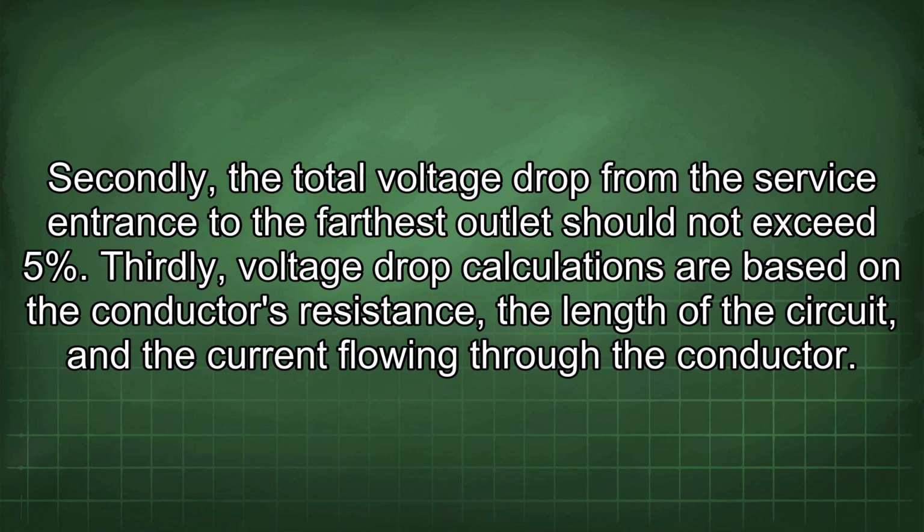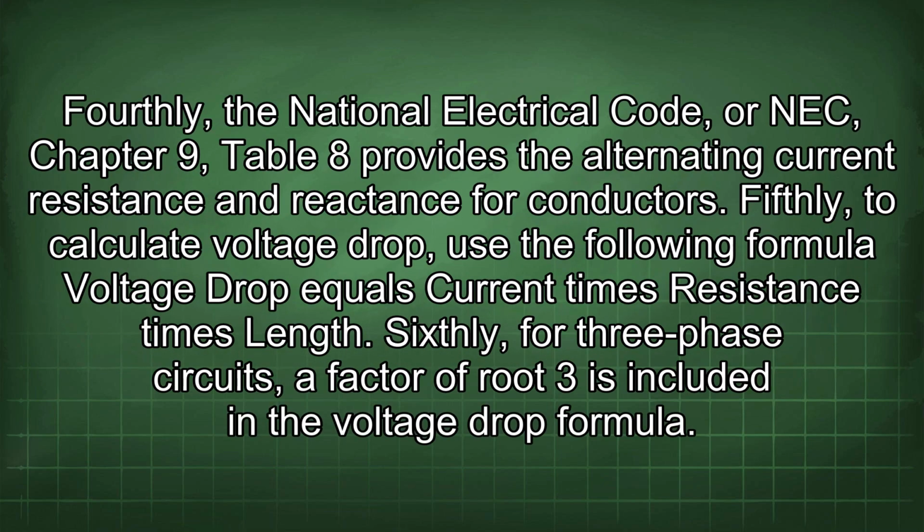Thirdly, voltage drop calculations are based on the conductor's resistance, the length of the circuit, and the current flowing through the conductor. Fourthly, the National Electrical Code, or NEC, Chapter 9, Table 8 provides the alternating current resistance and reactance for conductors. Fifthly, to calculate voltage drop, use the following formula: voltage drop equals current times resistance times length. Sixthly, for three-phase circuits, a factor of √3 is included in the voltage drop formula.